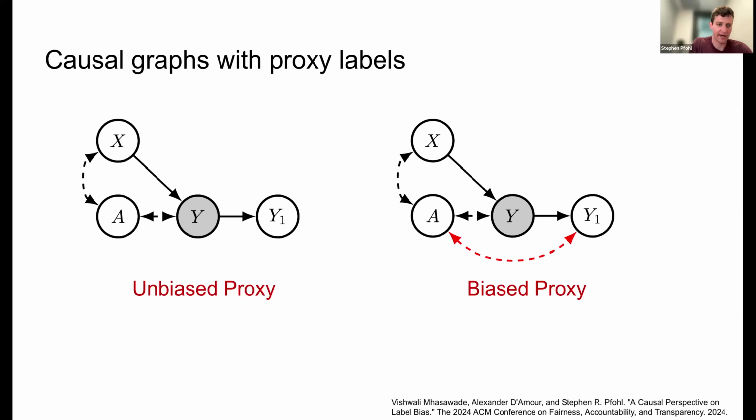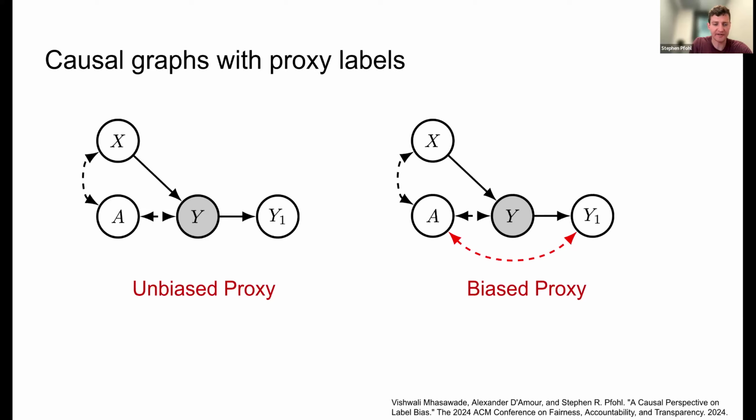You can think of Y as our unobserved label of interest that we're interested in reasoning about, but that we've measured some proxy of it. On the left-hand side, we might think of Y1 as an unbiased proxy, and on the right-hand side, Y1 as a biased proxy.